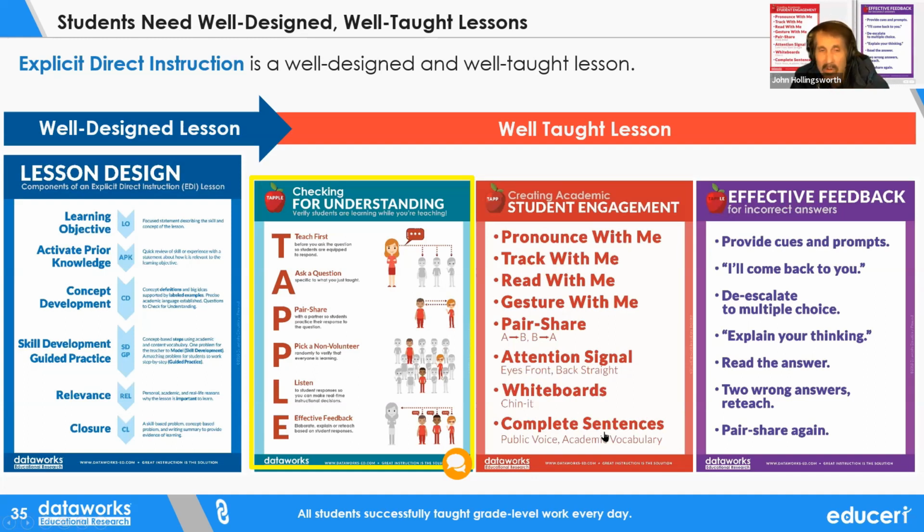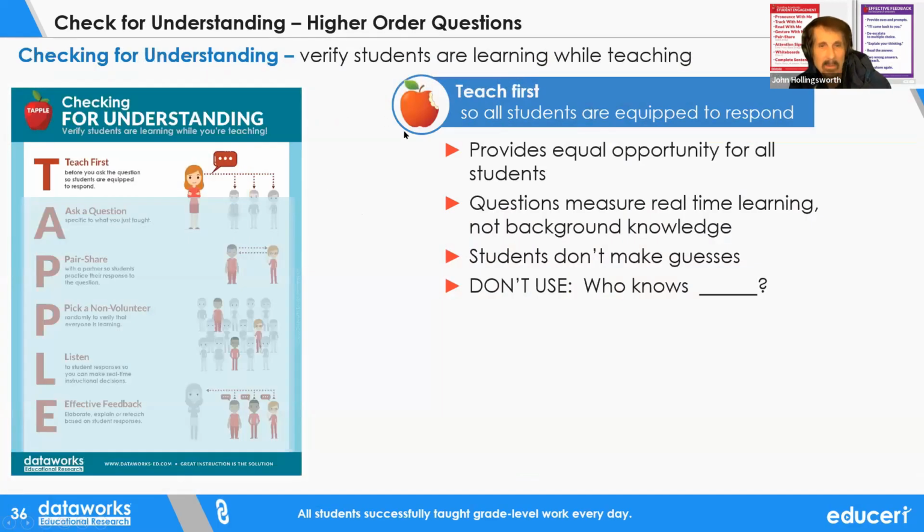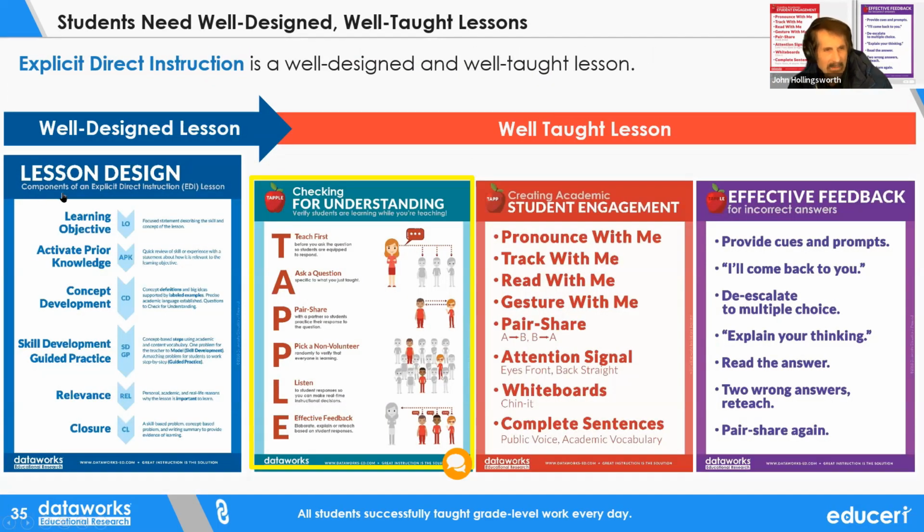Now we want to go on a little bit further today, and we'll do checking for understanding and effective feedback. So let's go to checking for understanding right now. Okay, there's a little definition up here. I'll read it and then you can read it after me. What is checking for understanding? Verify students are learning while you're teaching. So let's read that together. Ready, go. Verify students are learning while you're teaching.